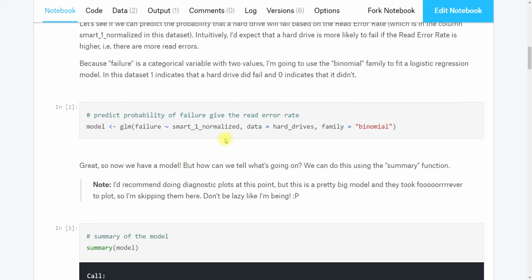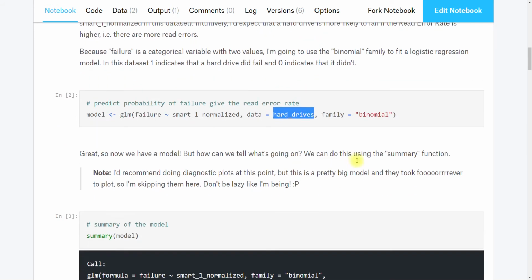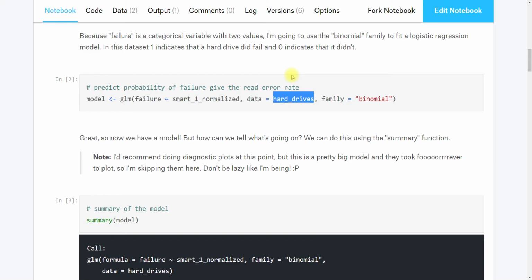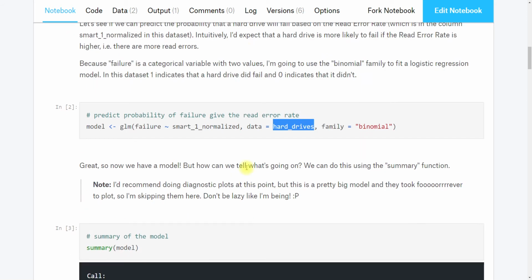So we're going to fit a model where the output failure is going to be predicted by the input Smart 1 normalized, which is that read error rate value. We're going to use the hard drives data that we read in, and we're going to use the binomial family for our linking function. And at this point, I would recommend that you do a diagnostic plot, but I ended up not doing a diagnostic plot because I have 100,000 points, and it just took a really long time to converge, so I got bored and decided not to do it. But you should do it.